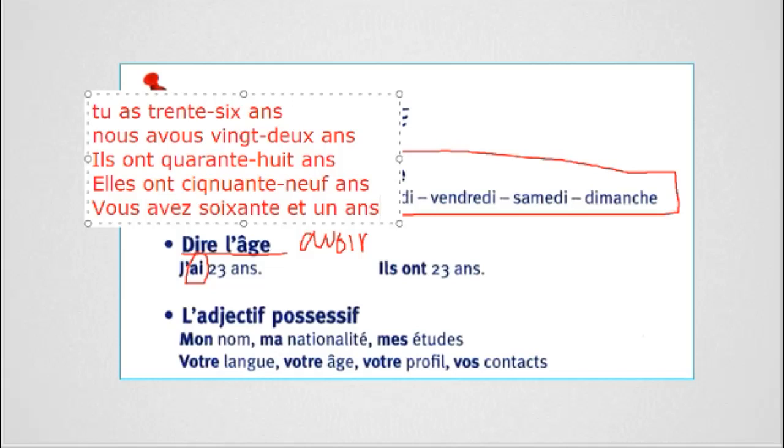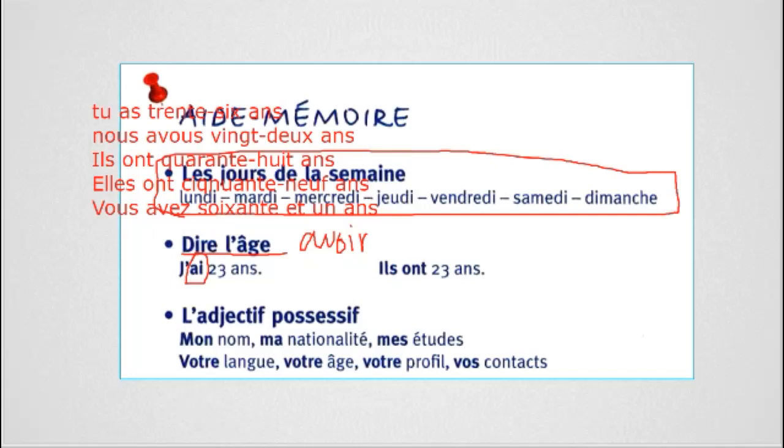Soixante et un ans. There is the liaison. 61 ans. You should pronounce all together. Un-nan. Okay, 61 ans. Yes. Don't write it, the writing and the speaking are not the same, but you have to do the liaison. And yes, un plus an, we pronounce it un-nan. Okay, we'll learn something more.